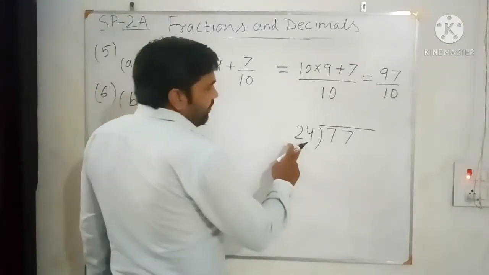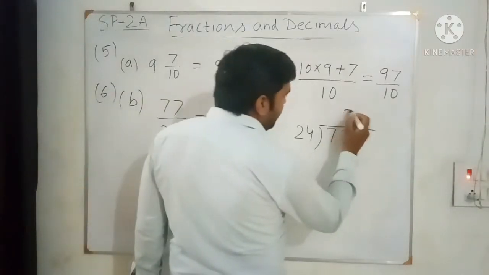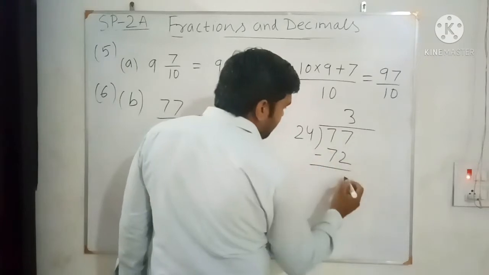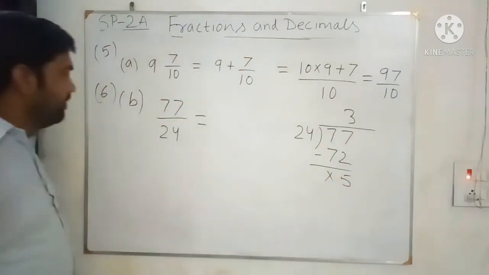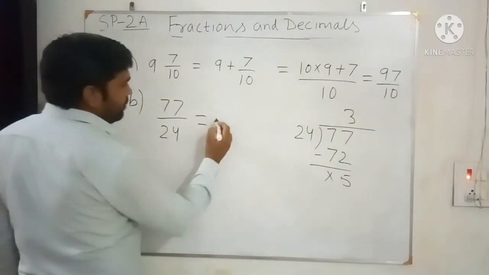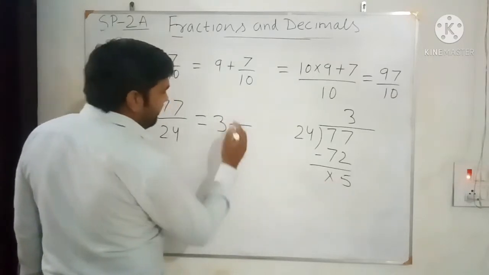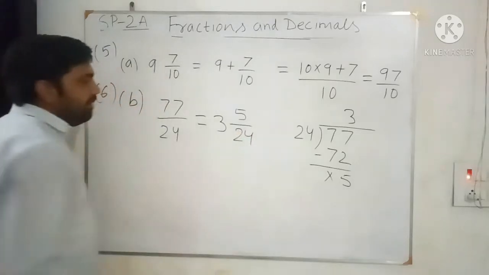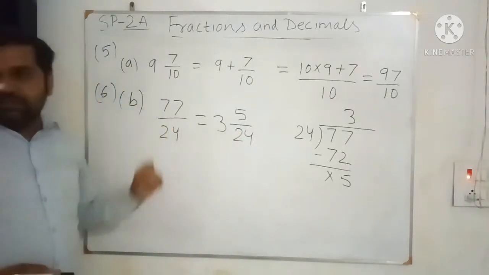24 ones are 24, 24 twos are 48 and 24 threes are 72. How many times will it go? 3 times. In 77, 24 will go 3 times. 72. Subtract: 7 minus 2 is 5, 7 minus 7 is 0. So the quotient is 3 and remainder is 5. So the quotient 3 you write in the place of the whole number, and the numerator will be the remainder 5, and the denominator is 24. So this is the mixed number, 3 5 by 24. Like this we convert the improper fraction to the mixed fraction.